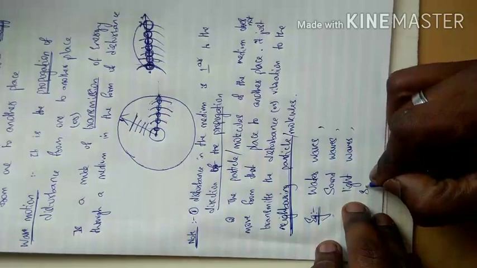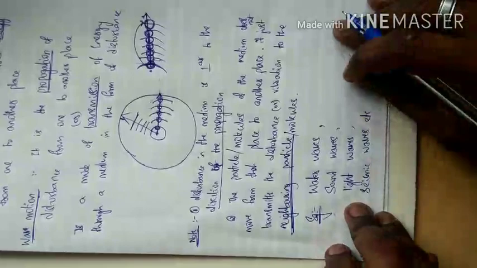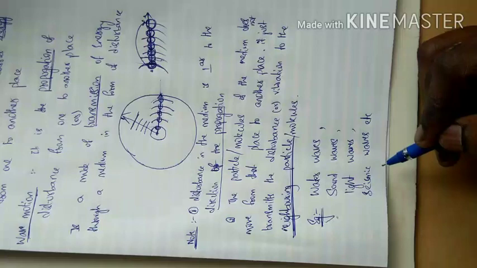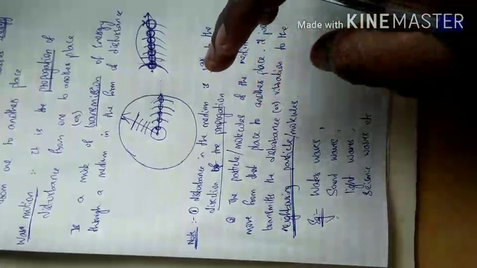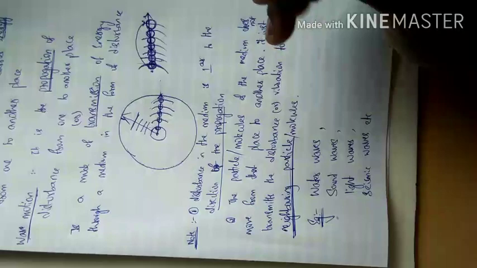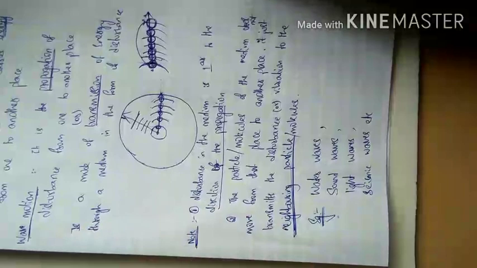These are some of the waves commonly encountered in our day-to-day life: water waves, sound waves, light waves, seismic waves. Some more I can list out: in a guitar you have strings. When you pluck the strings, you can experience the sound. The string is plucked and vibrates in the form of a wave. That is also an example. Piano, mouth organ, trumpet, bugle, all of these are examples of waves.